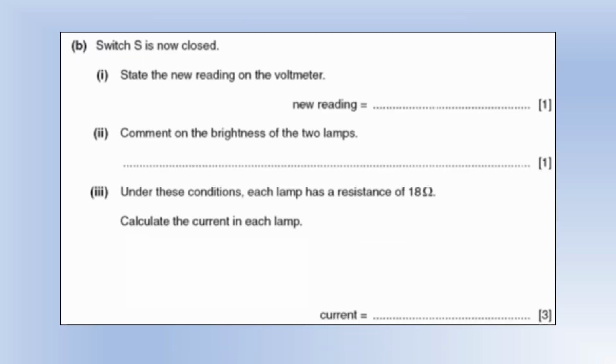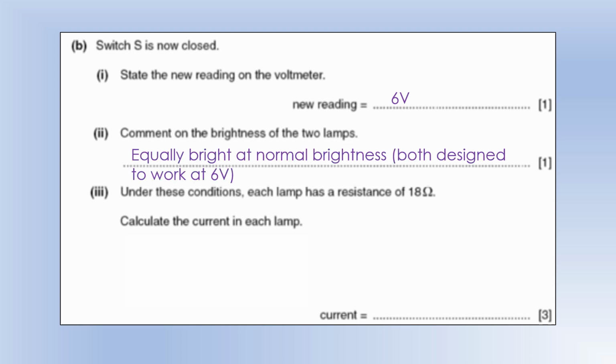Switch S is now closed. State the new reading on the voltmeter. So the potential is going to split between the two, so there'll be a potential difference of 6 for one and 6 for the other. And comment on the brightness. Well, they're going to be equally bright, and they're going to be at their normal brightness because they're both designed to work at 6 volts. So they're basically operating under their normal conditions.